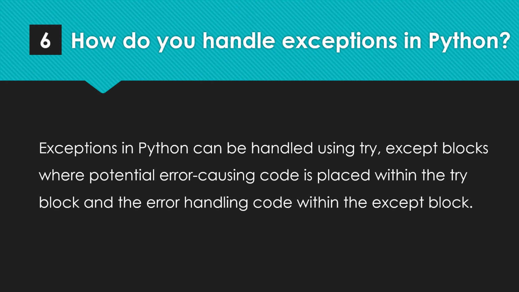How do you handle exceptions in Python? Exceptions in Python can be handled using try except blocks, where potential error causing code is placed within the try block and the error handling code within the except block.